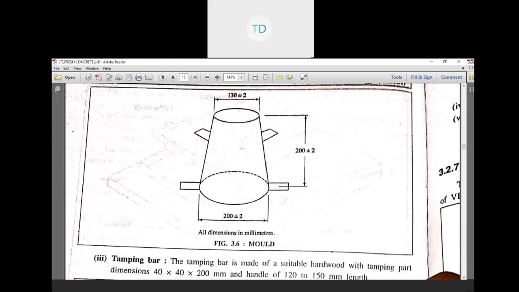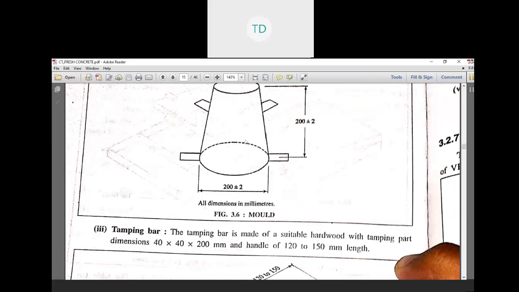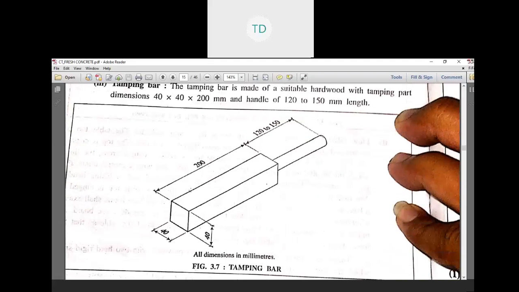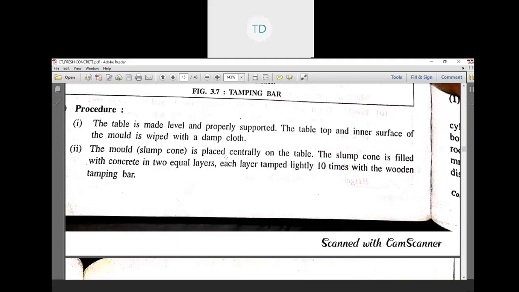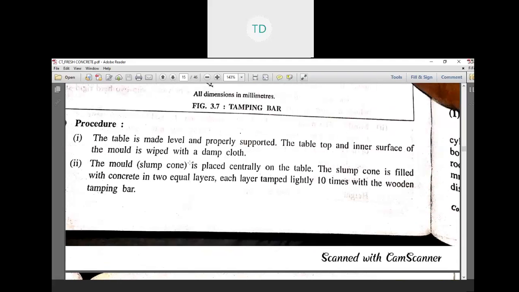The mold used is a cone, similar to a slump cone, and a tamping bar. This is the tamping bar. There are different types of tamping bar for this table. Now going to the procedure.